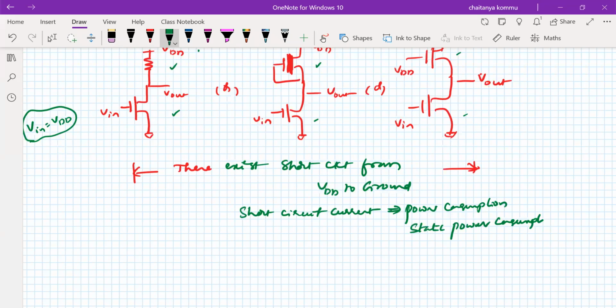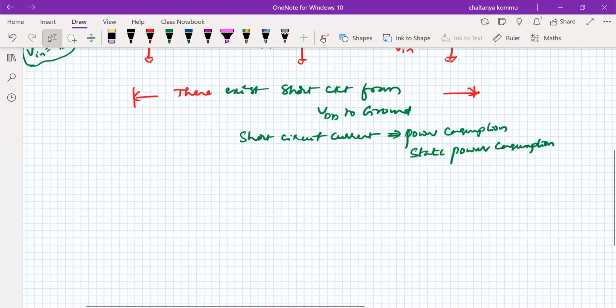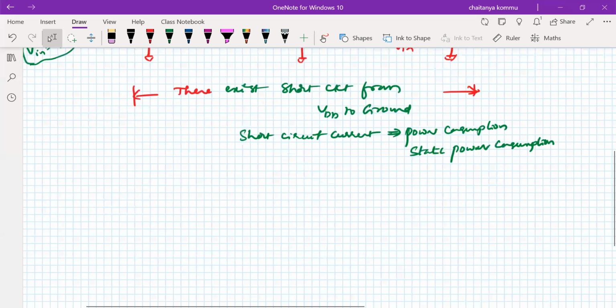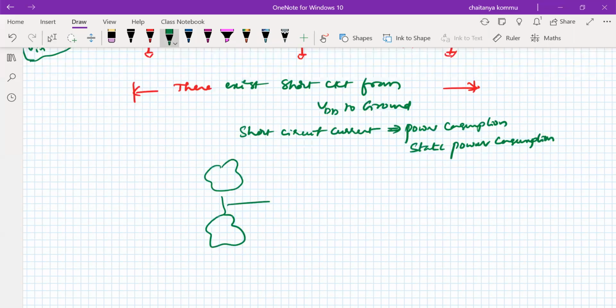So therefore, static power consumption exists in these particular structures. When you apply one particular voltage, for example, in the architecture that we have seen, if you apply some input voltage value and leave it there, there should not be any kind of current flow from VDD to ground. So there won't be any current; the current value is equal to 0, which means there is no power consumption at all.